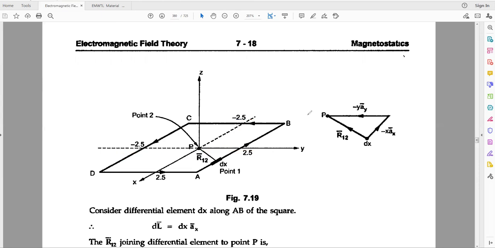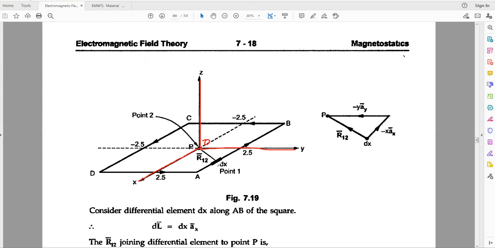Got it, my dear friends? Okay. Then the point P is at the origin. This is the axis, x-axis. These are Z, Y, and the x-axis. This is O. Got it, my dear friends?